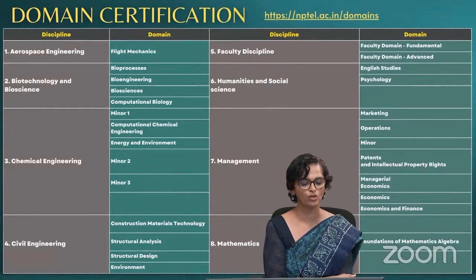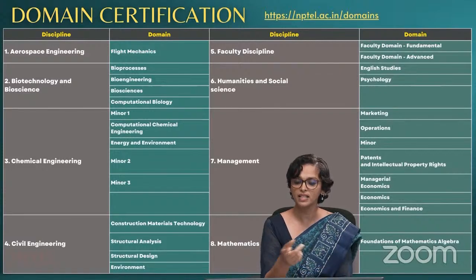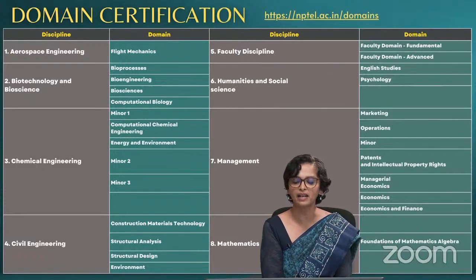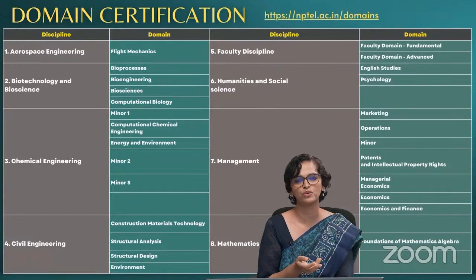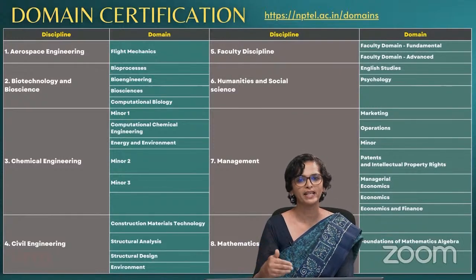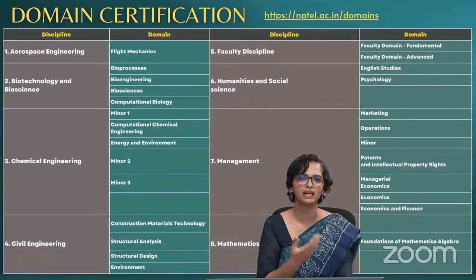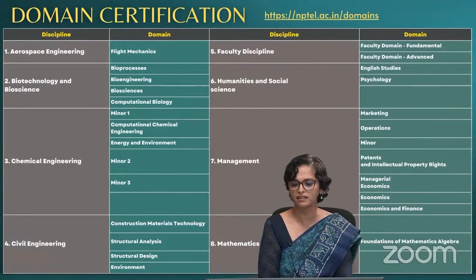You can see we have domains in aerospace engineering, biotechnology, bioscience, chemical engineering, humanities. There's also a very interesting domain in the faculty category, specifically designed for faculty members in colleges. We call it fundamental and advanced, and it has a lot of courses related to NAAC and NBA ratings, effective teaching practices, patents, the university system and so on. There are a lot of courses designed around what would be relevant for faculty in colleges to take, and we see many faculty doing these domains as part of their NPTEL learning.